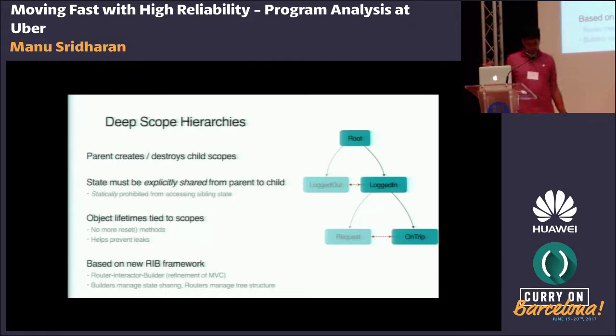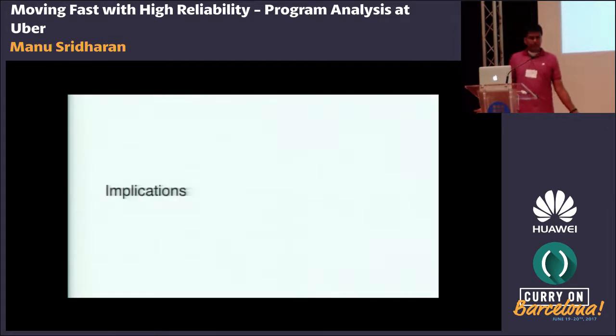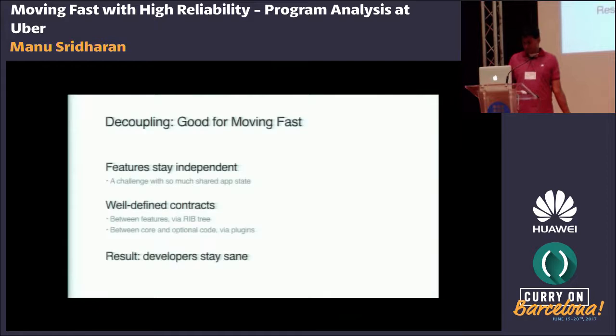Details aren't super important for the purposes of this talk, other than you can think of it as a refinement of model view controller with specific types of objects for managing the state sharing and tree structure. So what are the implications of all this design for program analysis?